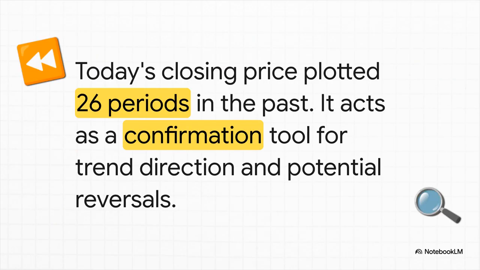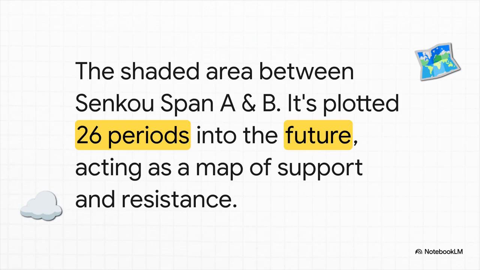Next up is a really interesting one, the Chikou Span, or the lagging span. This one's a little weird, but it's super useful. It's just today's closing price, but it's plotted 26 periods back in the past. Think of it like your car's rear-view mirror. It helps you confirm the trend by showing you where today's price is compared to where the market was almost a month ago.